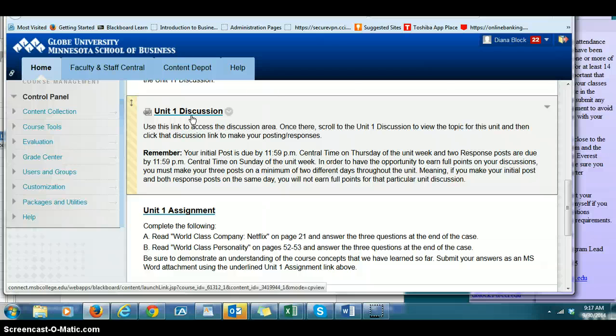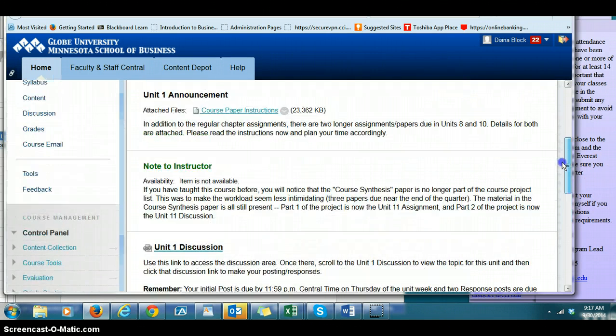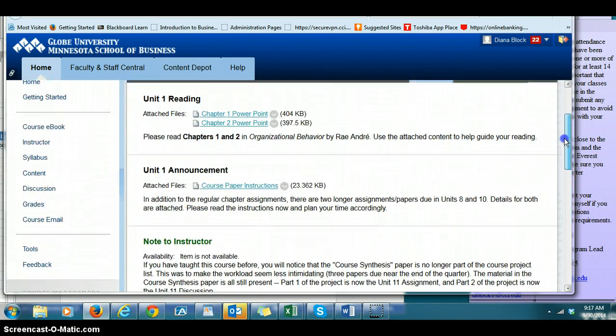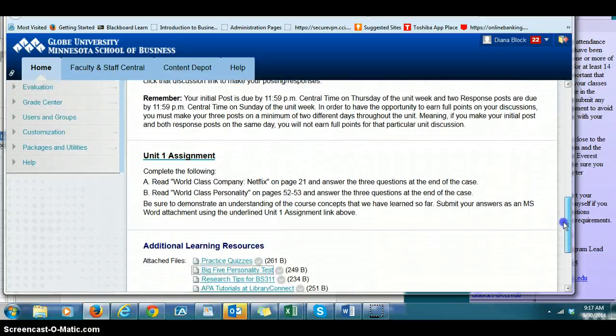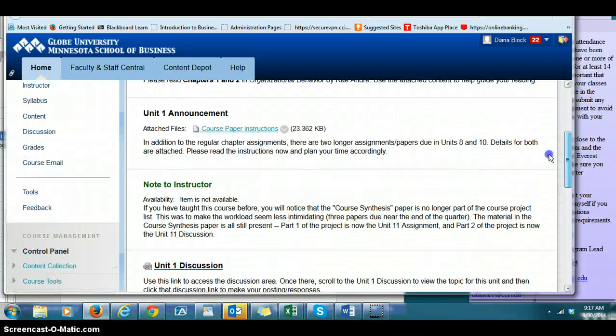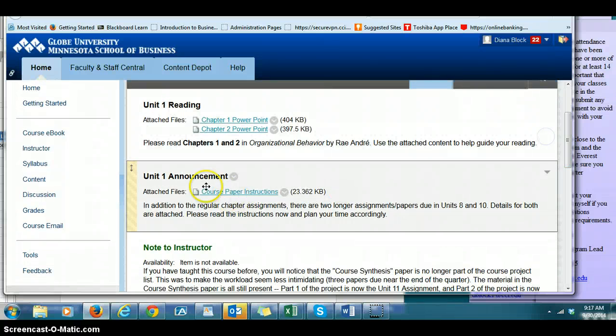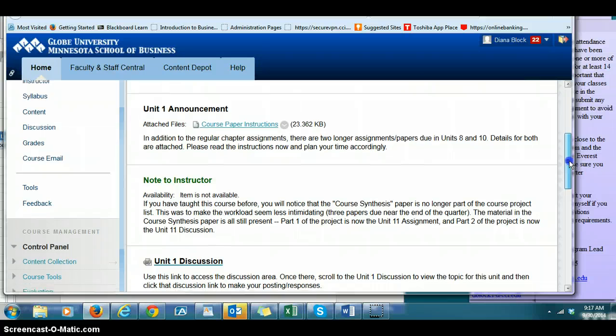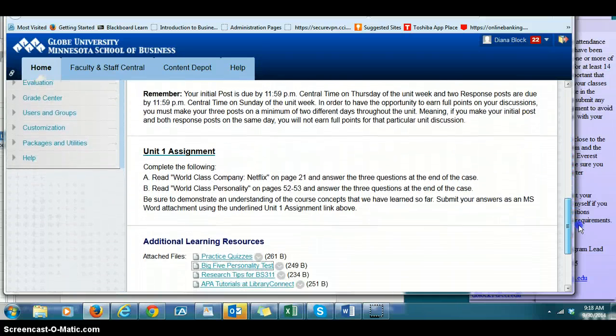So make sure that you're actually having a real discussion about organizational behavior and real issues in the organization that you're discussing. So every week you're going to look for a reading assignment, discussion, and an assignment. This week you have some information about your course papers, so I encourage you to download that now and just get comfortable with what's coming up later.